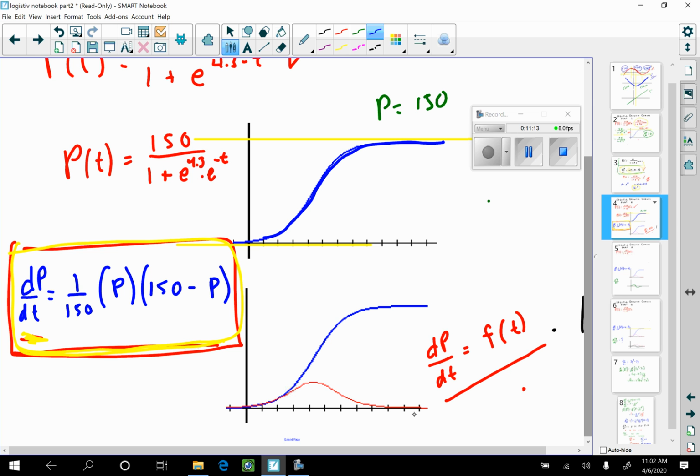But what's going on here? It has this maximum point here. The derivative has a maximum point. That's where, keep in mind, what is a derivative? It's the rate that the population changes.